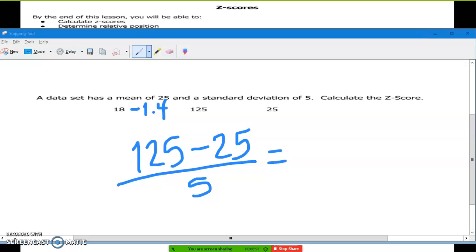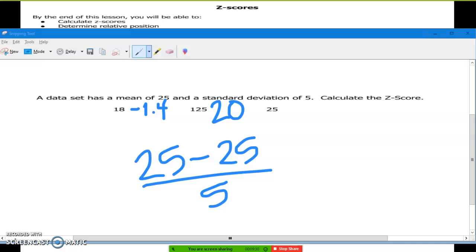Finding a z-score for 125, you take the score you're trying to find the z-score for, subtract the mean, divide by 5. Your z-score is 20. You don't see that usually. It's kind of a crazy z-score.